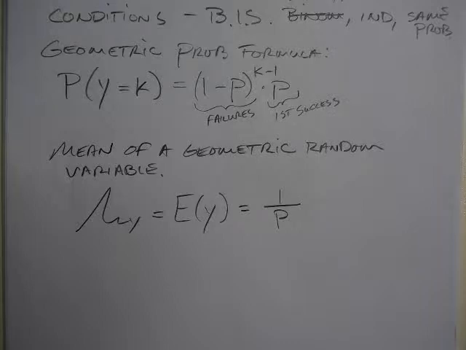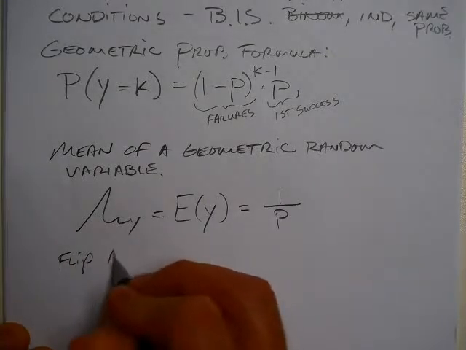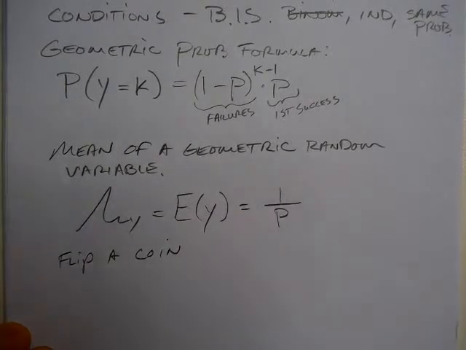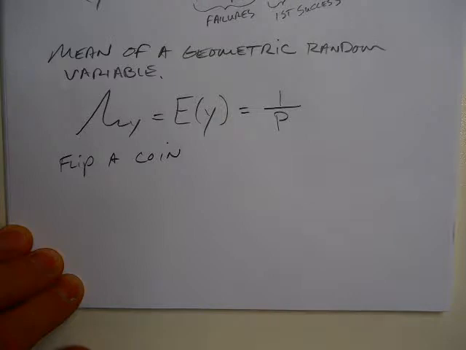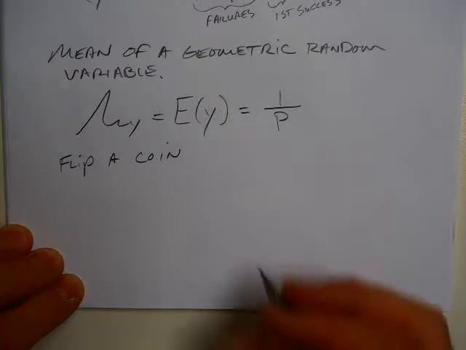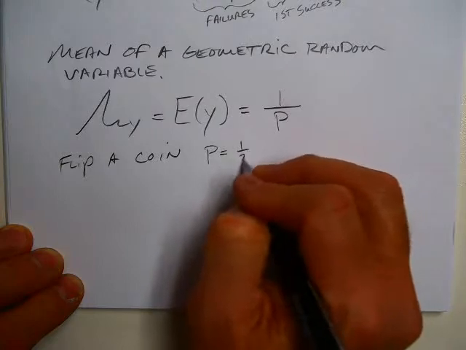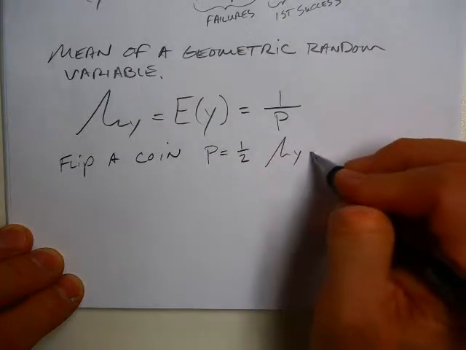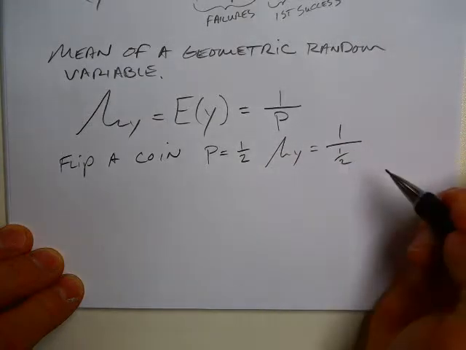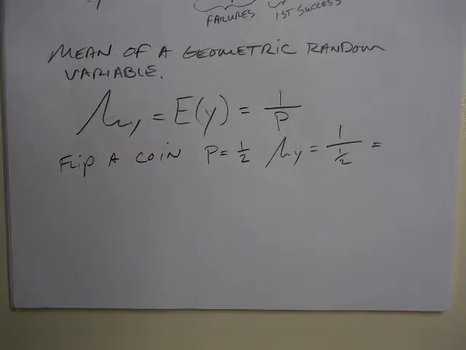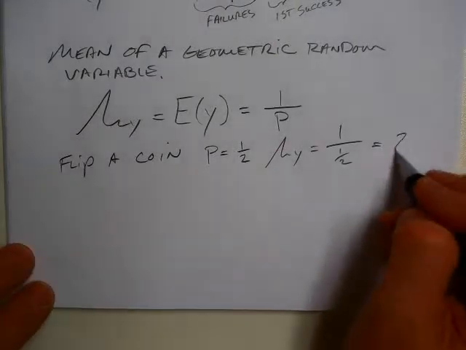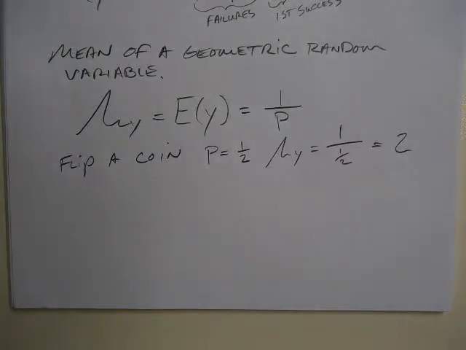So let's calculate this for flipping a coin. By how many flips are we expecting to get our desired result, say heads? So the probability is 1/2, or 0.5. Mu sub y is going to be 1 divided by 1/2. How many halves fit into 1? 2, right? So what this is saying is that we expect our first head to appear within the first 2 flips. By the second flip, we should have our first head.